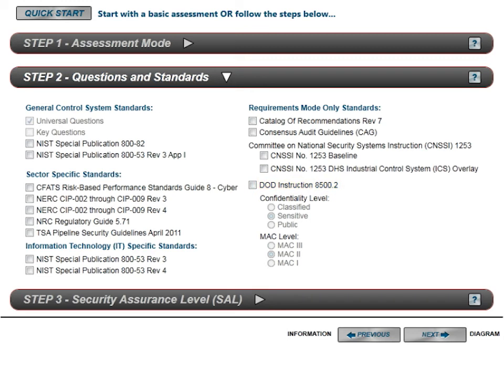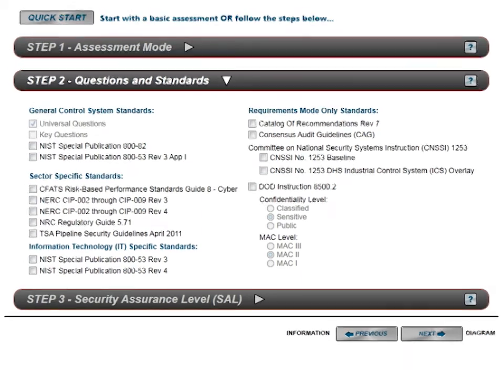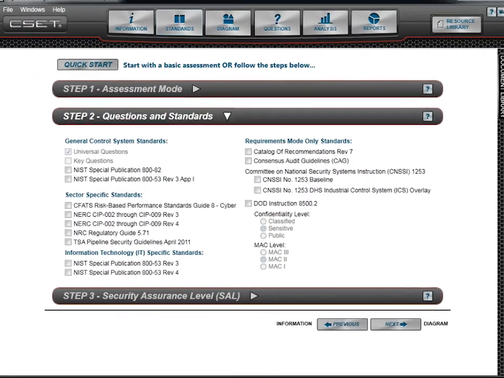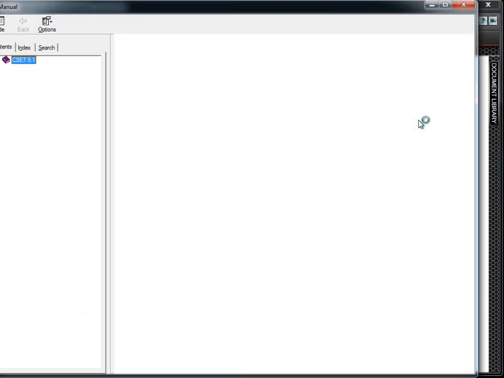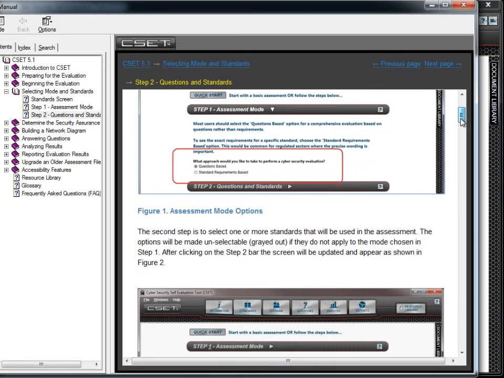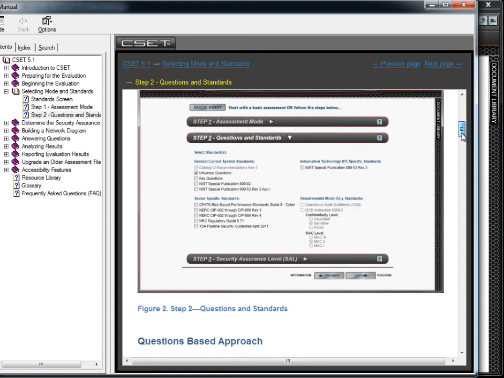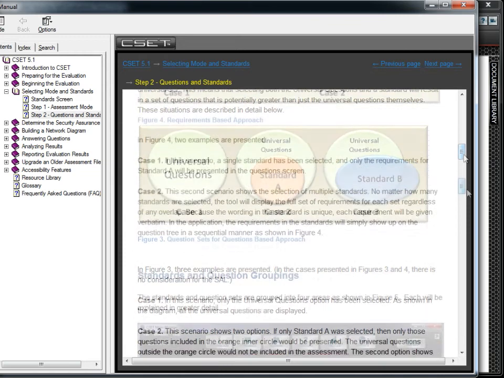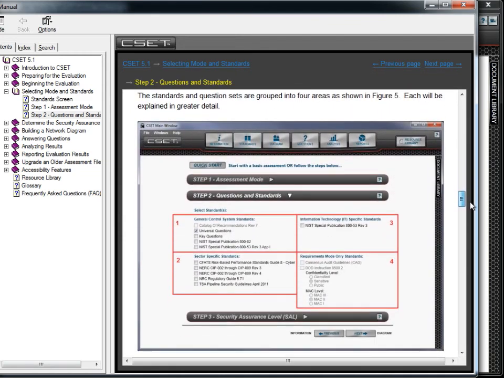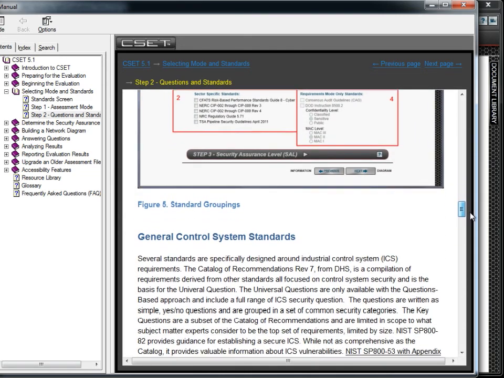You must select the confidentiality and MAC level or accept the defaults provided. This concludes the tutorial. It is highly recommended that you open the online help to learn more about each standard. The help information will provide far greater detail on both the process and background information for each of the available standards.